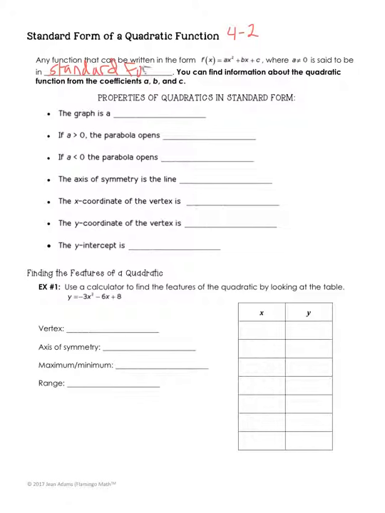So the properties of quadratics, we've talked about quite a few of these. The graph is known as a parabola, so you're supposed to know what that means. That means it's going to open this way or this way, so it looks like a U. If a is greater than 0, meaning that it is a positive value, the parabola opens up. If a is less than 0, meaning a negative value, the parabola opens down.